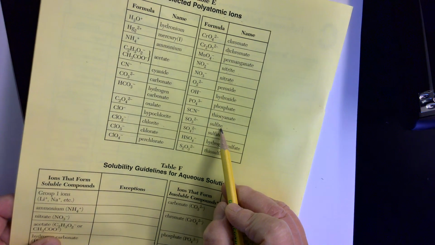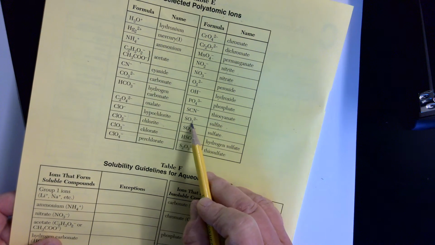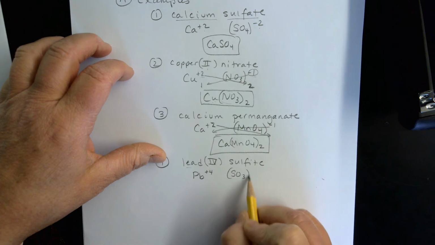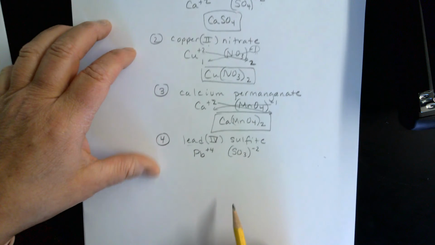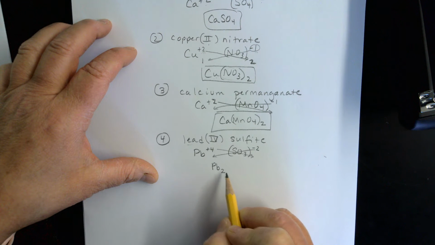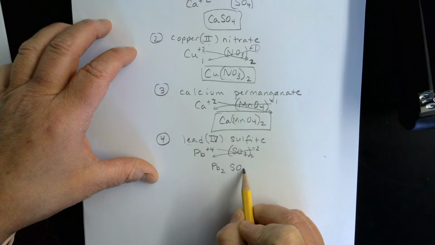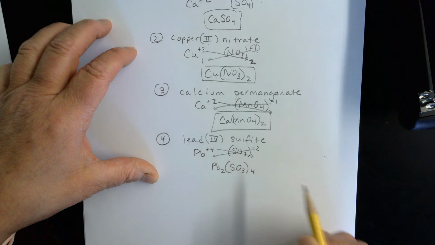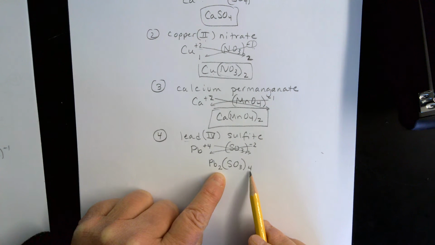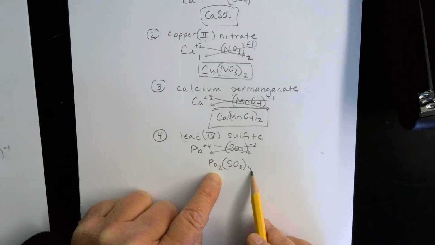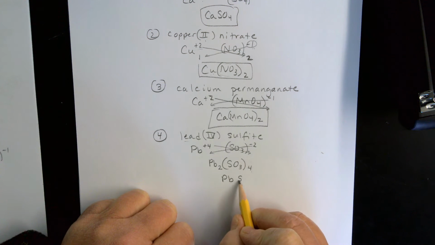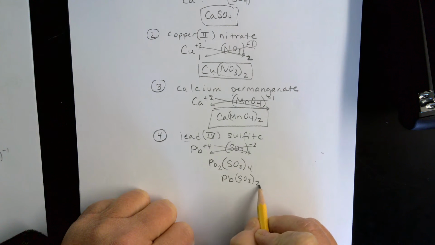From reference table E, we see that sulfite is SO3 with a -2. So SO3 with a -2. Now when we crisscross, we're going to get Pb2, SO3 in parentheses 4. But this is a situation where you're going to have to notice that the ratio of 2 to 4 can be simplified. So this becomes Pb SO3 in parentheses 2.